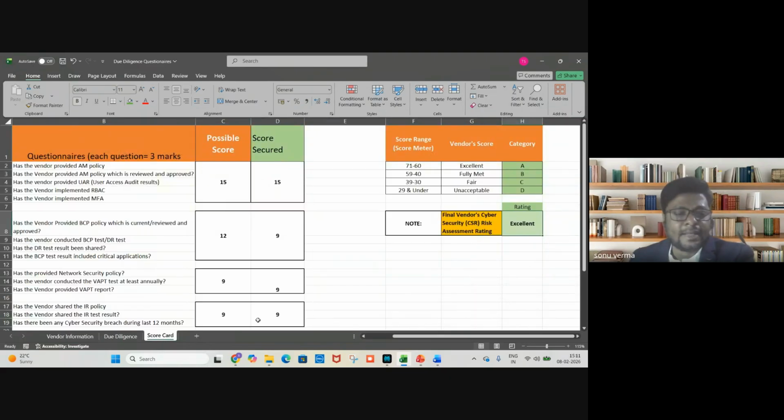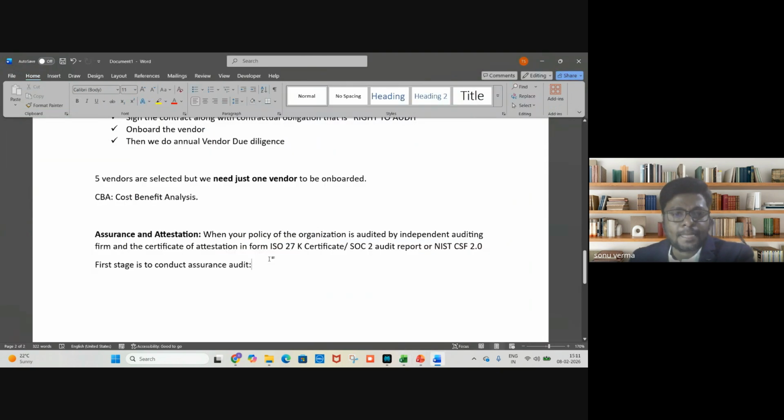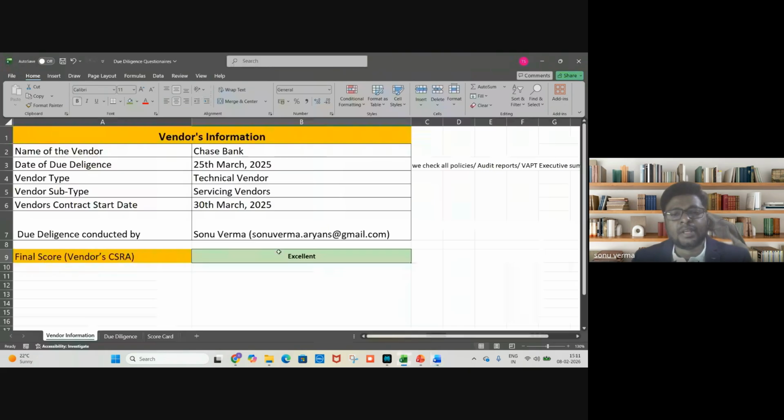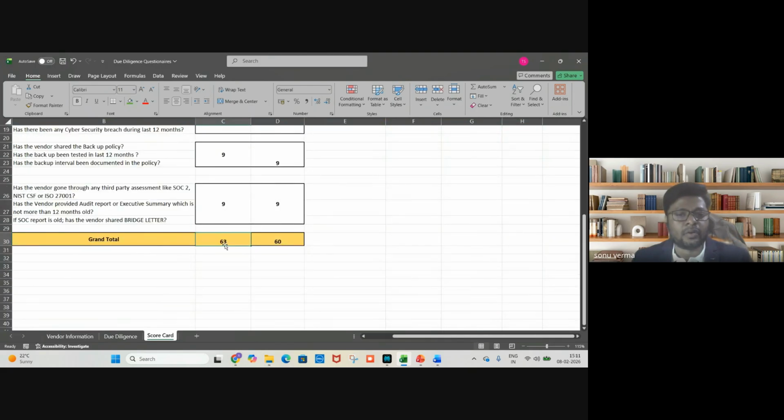Okay, this is falling in excellent. So what we are going to do, earlier we chose 5 vendors, but we need just 1 vendor. Now this vendor is coming as excellent with a score of 63. However, let's say there is one more vendor who is also scoring 63. So there are 2 vendors now.